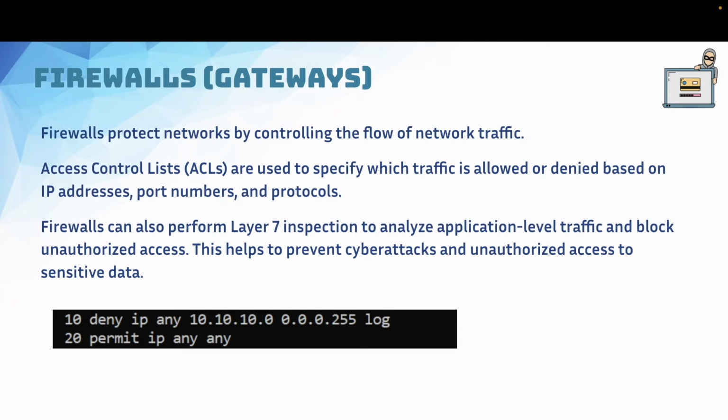Firewalls can also perform layer 7 inspection to analyze application-level traffic and block unauthorized access, for example, web application firewalls or API firewalls. This is going to help prevent cyber attacks and unauthorized access to sensitive data.